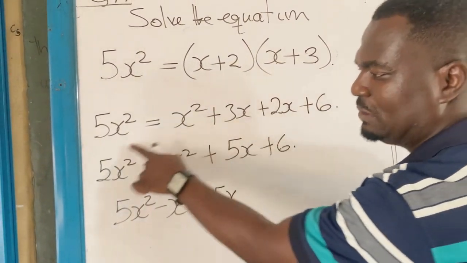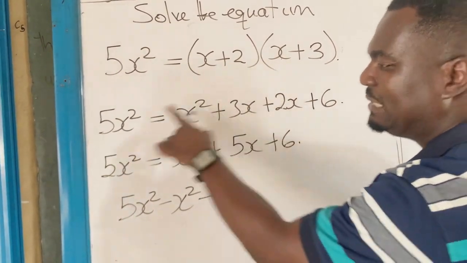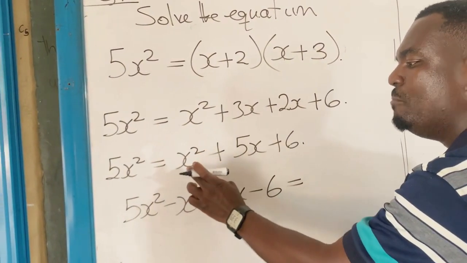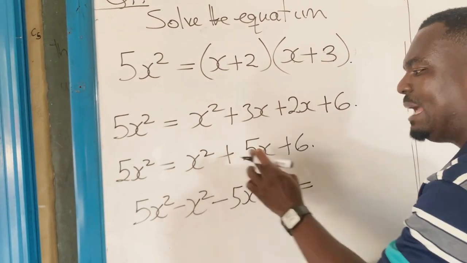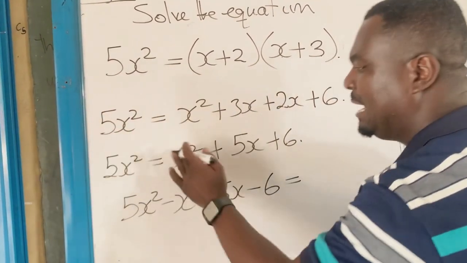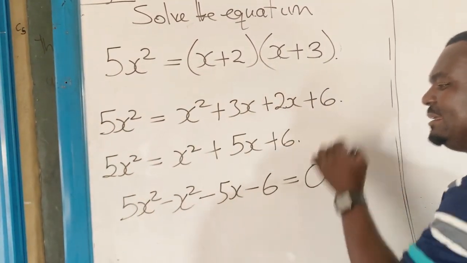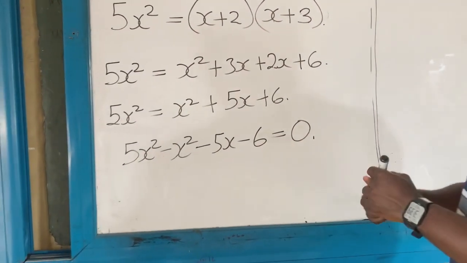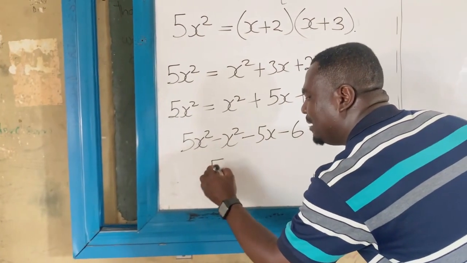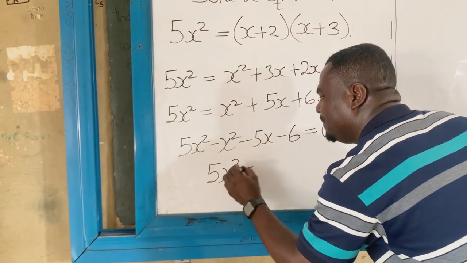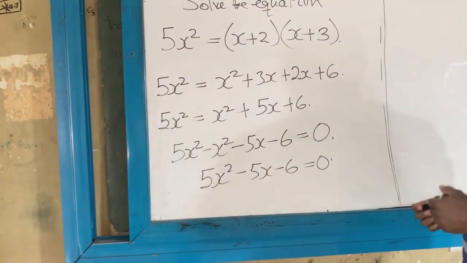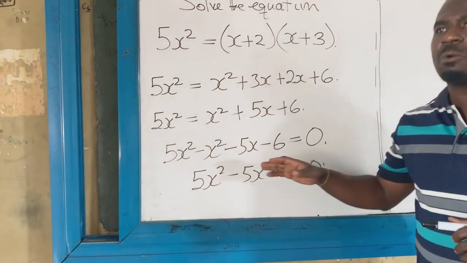Then we transpose 6 to this side. When we move 6 to this side, we are getting negative 6. And once we've moved x squared, 5x and 6 to the left, everything here will turn 0. Then you simplify the like terms to get the proper quadratic equation. So x squared minus 5x minus 6 equal to 0. Now you've gotten our quadratic equation.